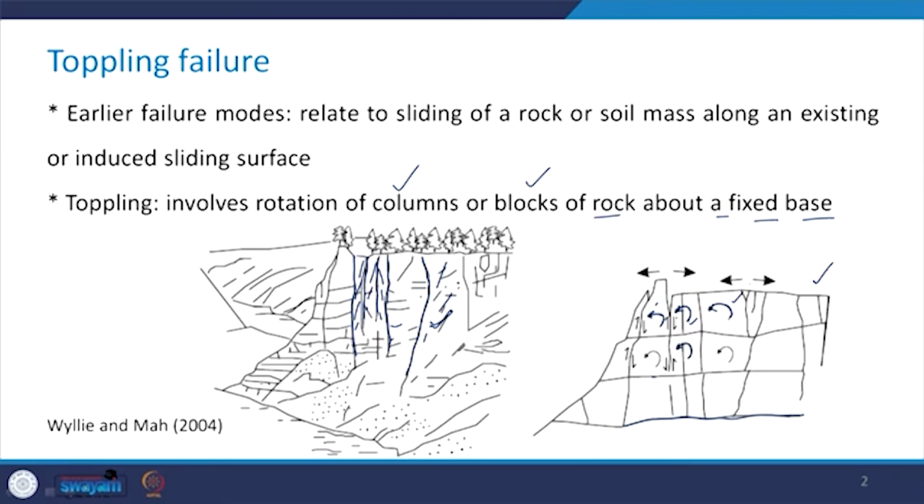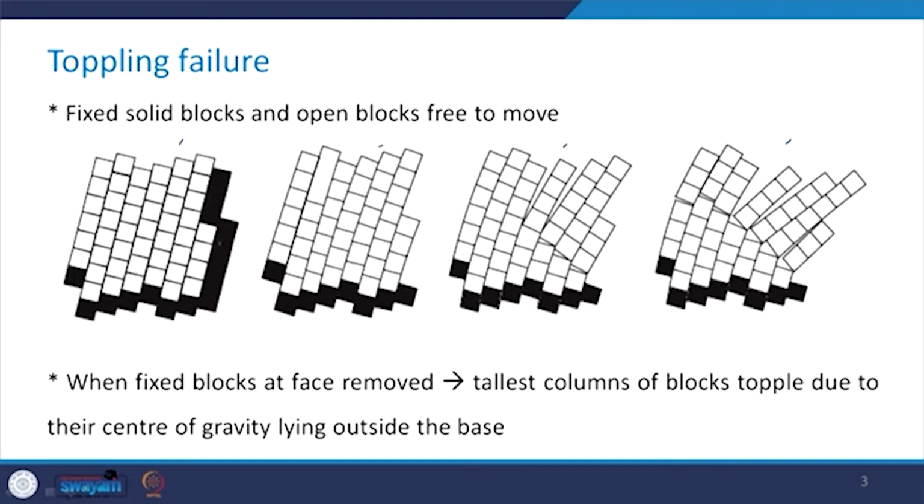What you are going to get here is this kind of an opening here and here also, which is visible in this particular figure. So, the toppling failure mode is different from the earlier three failure modes in which sliding was taking place. In this case, it is the rotation of columns or blocks of rock about a fixed base. The fixed solid blocks and open blocks which are free to move have been shown in this figure, which has four components. These solid lines are the fixed blocks and these are all open blocks, and open blocks are free to move.